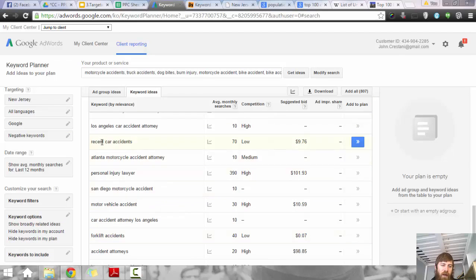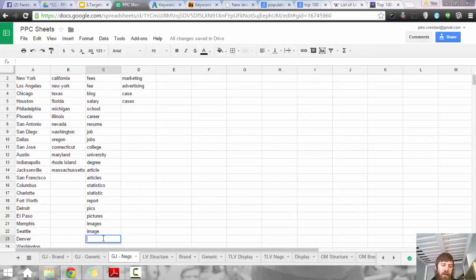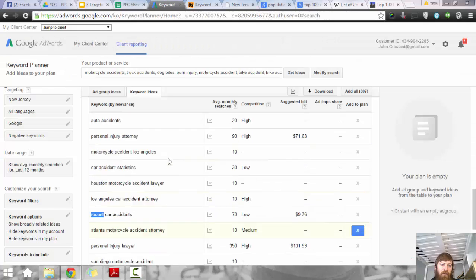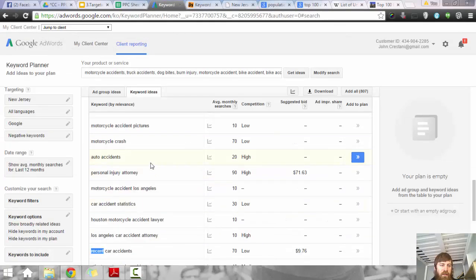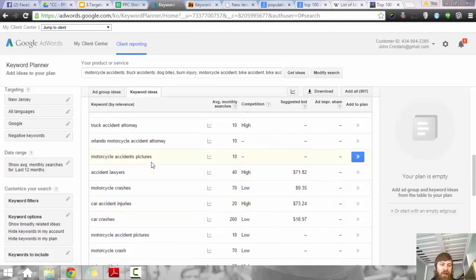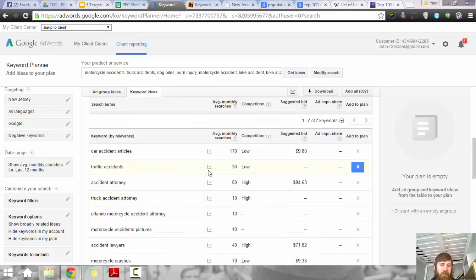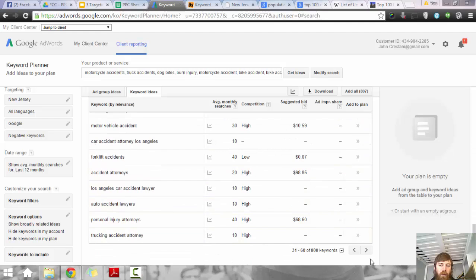So recent car accidents. That might be somebody just doing research, so it doesn't sound like somebody who's actually looking for a lawyer. Statistics. So notice we're building up a lot of negatives here too. Articles, dog bite.